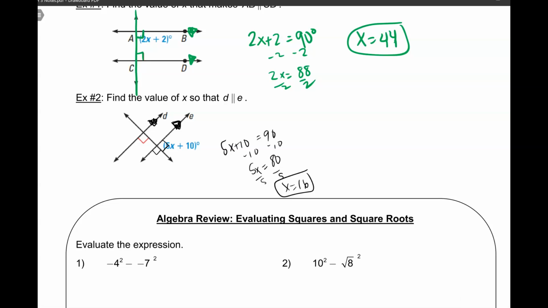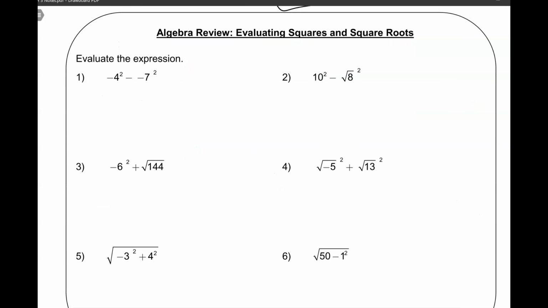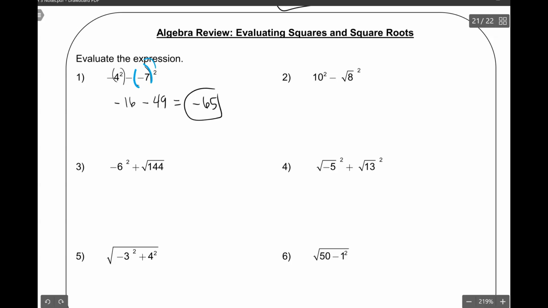All right, let's evaluate squares and square roots. So once again, we have negative of 4 squared, so it's negative of 16, minus negative 7 squared is 49, so negative 16 minus 49 is negative 65. Where there are parentheses, we're going to square the negative, versus here there are no parentheses, so you square and then you put the negative out front. All right, I have 10 squared minus the square root of 8 squared, so that is 100 minus 8. The square and the square root go away, so this is just going to be 92.